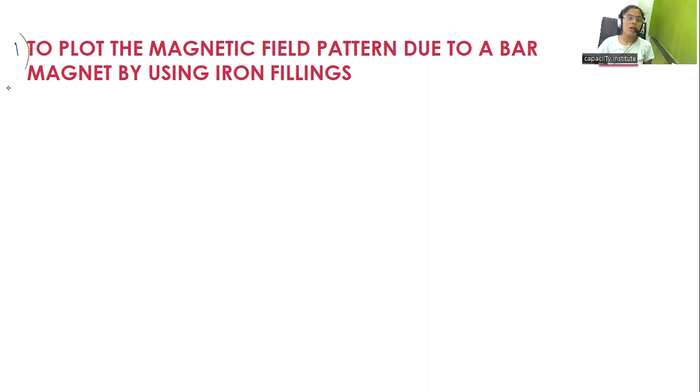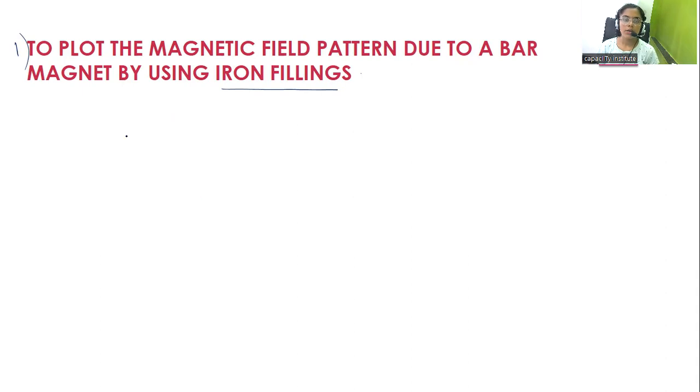First method: to plot the magnetic field pattern due to a bar magnet by using iron filings. We all know how to obtain iron filings, right? Iron filings are obtained when you take the bar magnet and place it in the sand. You can obtain iron filings.